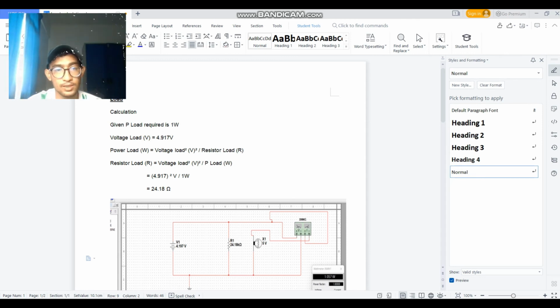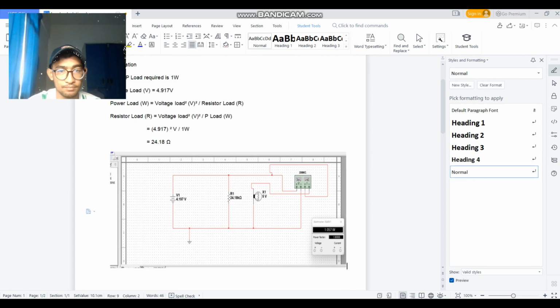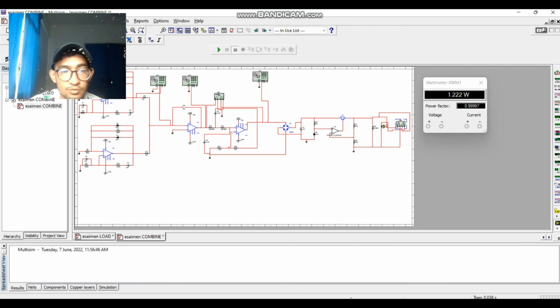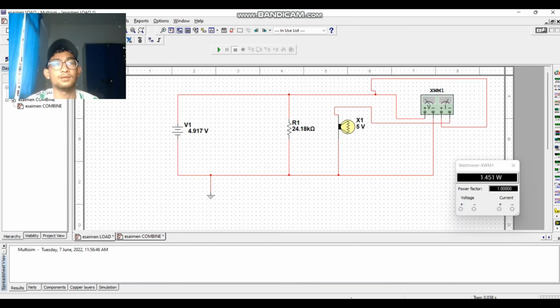So from that we get 4.917 squared divided by 1 watt, which gives the load resistor of 24.18 ohm. So let's proceed to the simulation. For the first one, I will show the load circuit. We can see the voltage here is 4.917 volt and the load resistor is 24.18 ohm, just like the calculation. And we will run it.